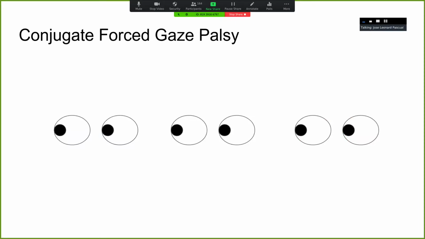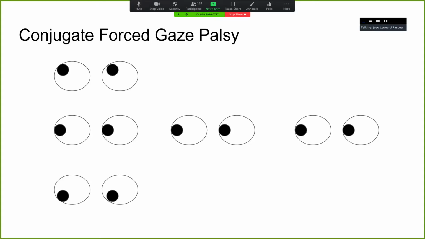Another type is a forced gaze, conjugate gaze. So baseline, they're looking to the right. On looking to the right, they look to the right. But if you ask them to look to the left, they're still looking to the right. No matter how hard they try, they cannot force their eyes to look to the left side. So it's conjugate, meaning they're both in the same direction. There's nothing wrong with the yolks.